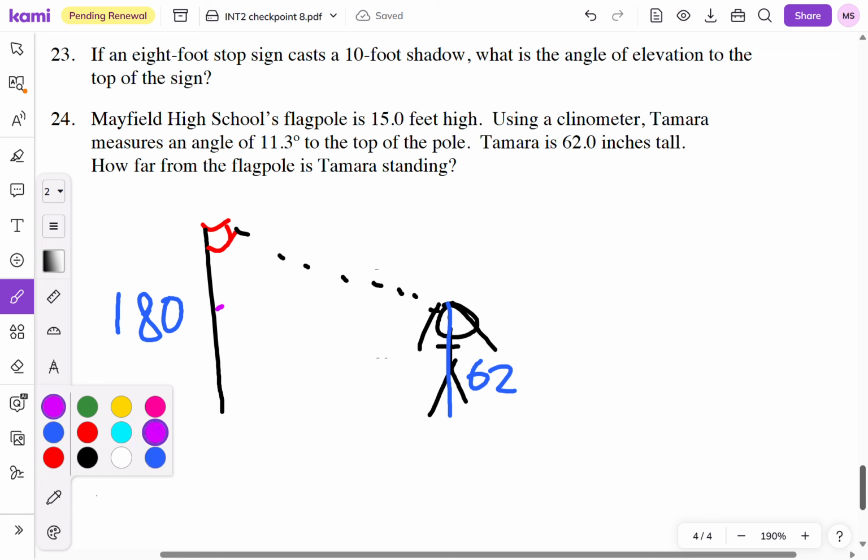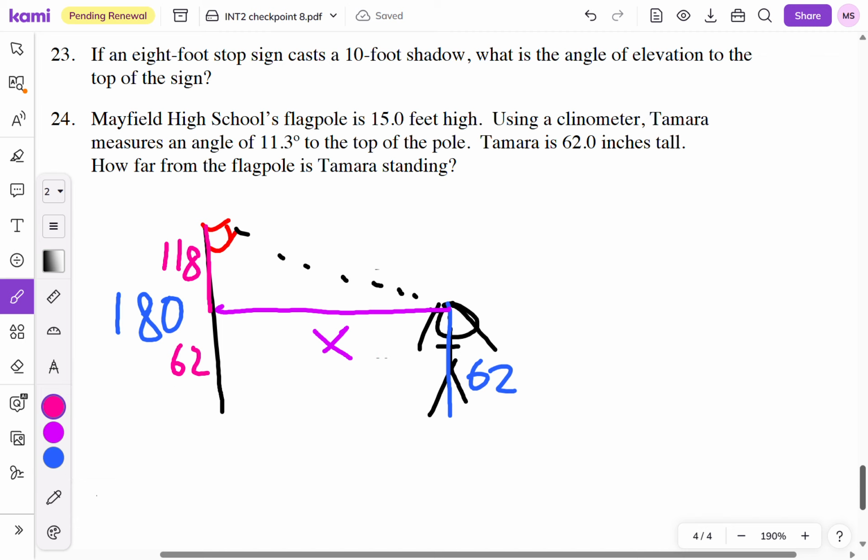And that means that there's a line here between her head and that pole, and that's what we're trying to figure out. We're trying to figure out this value right here. So that's our x. And we can figure out, since this is 62, that this is 62, so that this must be 118 from here to here. This is 118. And I also know that this is 11.3. I forgot to say that.